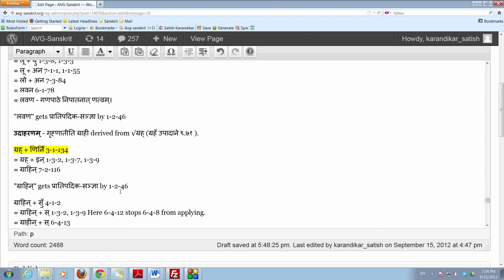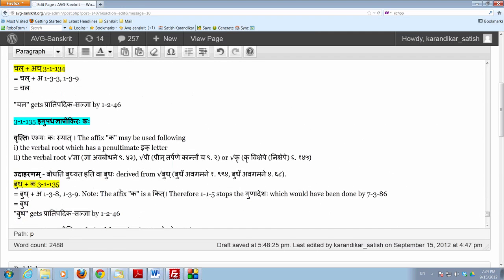is this sutram, Igupadha nya pri kiraha kaha. And that is going to tell us that following a verbal root which has a penultimate ik letter, like div, div has a upadha ikaraha, that's of course an ik letter, following that, the affix ka is to be used, kartari. So that would have given us the wrong form.